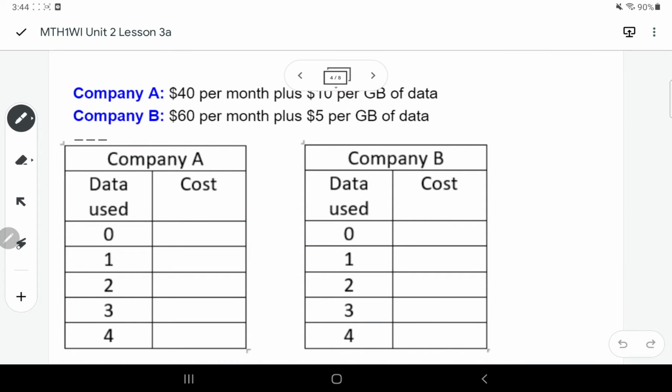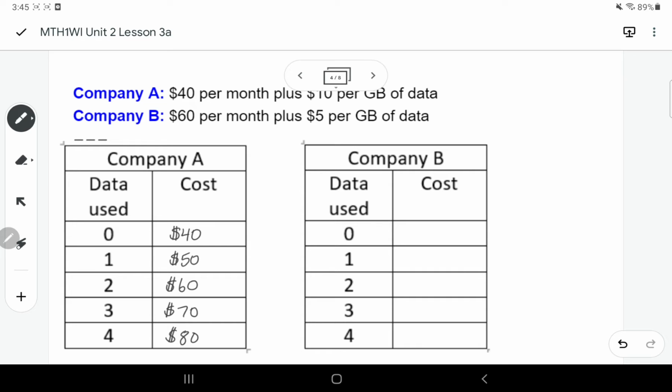So here's our summary. If she chose Company A, $40 per month. So it would cost $40 just for talk and text. She's not getting any data. Maybe the phone's included. That's kind of an expensive plan. If she used 1 gig of data, she would pay $40 plus 10 times 1. So that would be 50. If she used 2 gigabytes of data, she'd pay 60. And so on. Every gigabyte of data is going to be an extra $10 on this plan.